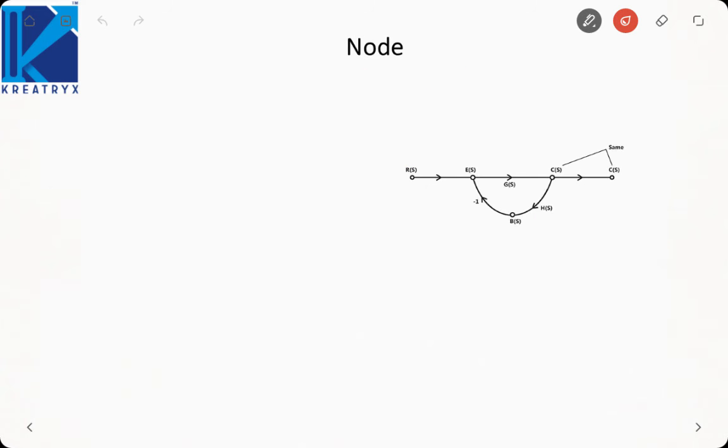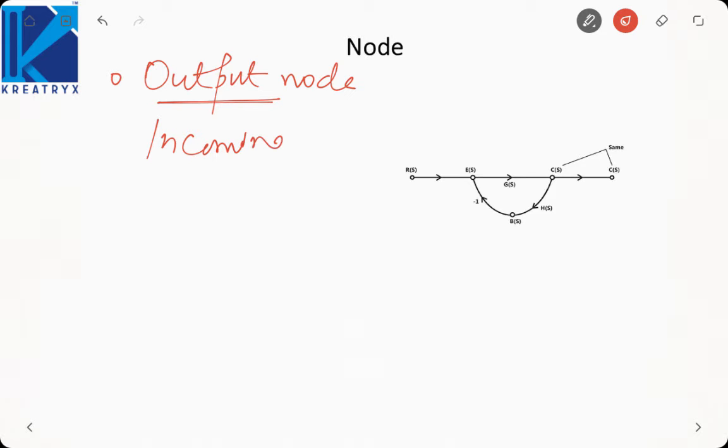Similar to the input node, we also define something called an output node. Okay, an output node is a node where there are only incoming branches. No outgoing branches, only incoming branches. Now if you see this node here, there is only one branch with a gain 1. So CS is an output node.